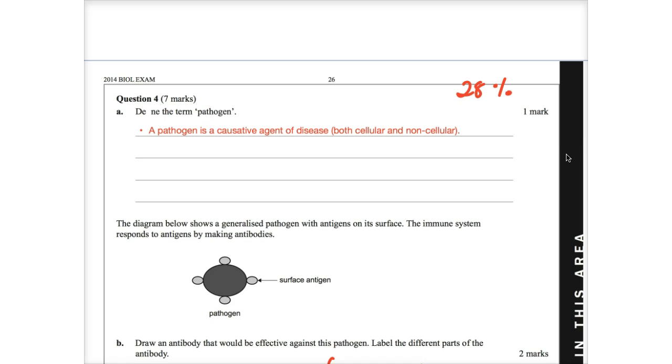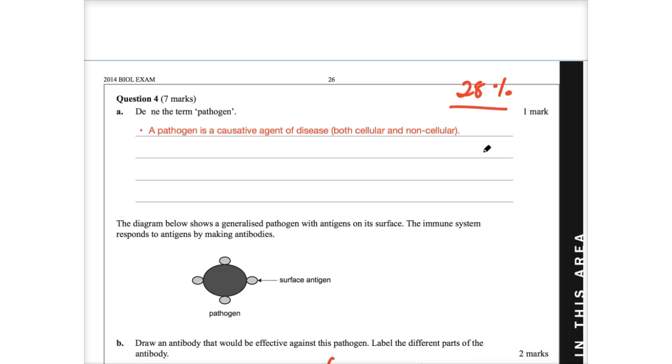Okay, guys, moving into question 4A, looking at defining the term pathogen. Now, I've put 28% here, and that indicates the proportion of students that actually got this question correct, which shows us the way in which we defined pathogen was obviously very incorrect, with 72% having trouble with it. I think the main difficulty here was differentiating between whether a pathogen was cellular or non-cellular.